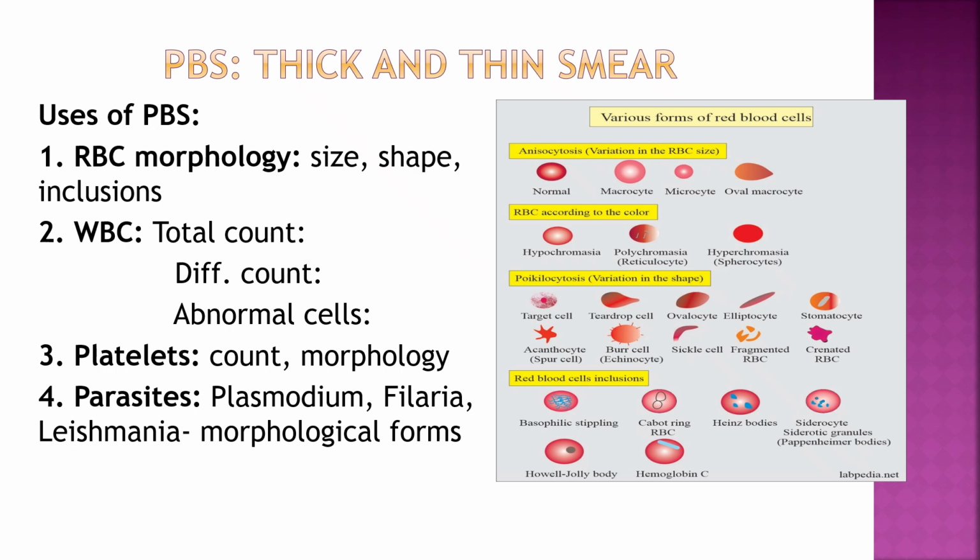Then for WBC we can report the total count, whether it is normal, increased or decreased. Differential count, whether it is lymphocytosis, neutrophilia or eosinophilia. Then abnormal cells: any atypical cells, blast cells or other abnormal cells. Platelet count can be normal or abnormal, and then morphology, whether normal in size or bigger in size. Then parasites like Plasmodium, Filaria, Leishmania, in different morphological forms: ring form, trophozoite form, gametocyte form, schizont form, or in Filaria, microfilaria we can see. So this is reporting of a PBS.